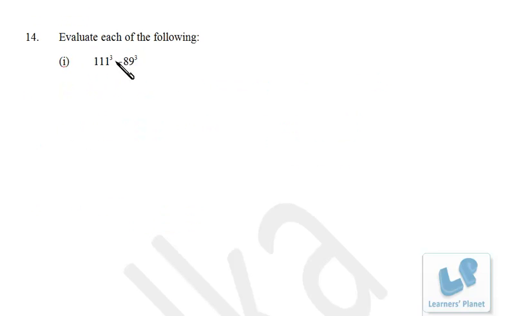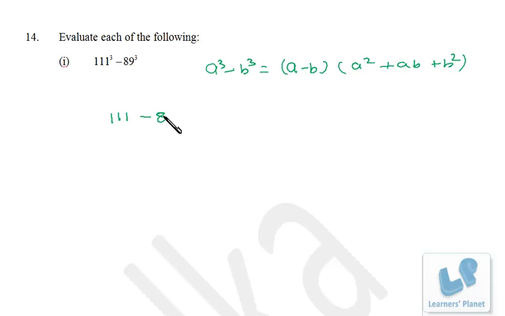Now let's try this sort of problem. This is a cube minus b cube format, and what's a cube minus b cube? That's (a minus b) into (a square plus ab plus b square), right? So 111 cube minus 89 cube will be 111 minus 89 into (111 square plus 111 into 89 plus 89 square). Okay.